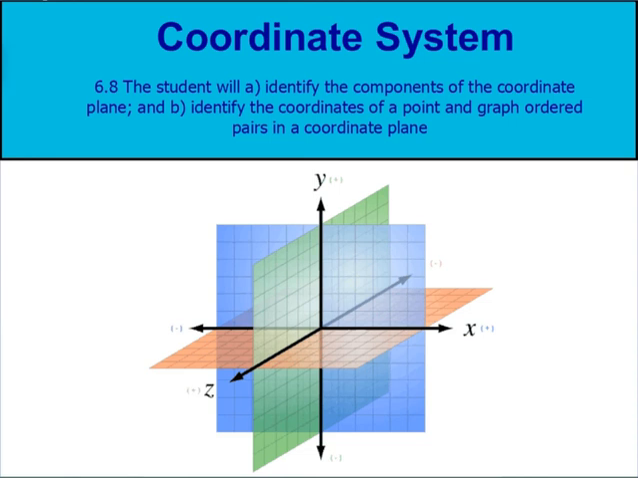Today's lesson is about the coordinate system. You're going to learn how to plot a point or an ordered pair on an XY coordinate plane, and you're also going to learn some key terms that are going to help you label all of the parts of a coordinate plane. Let's get started.